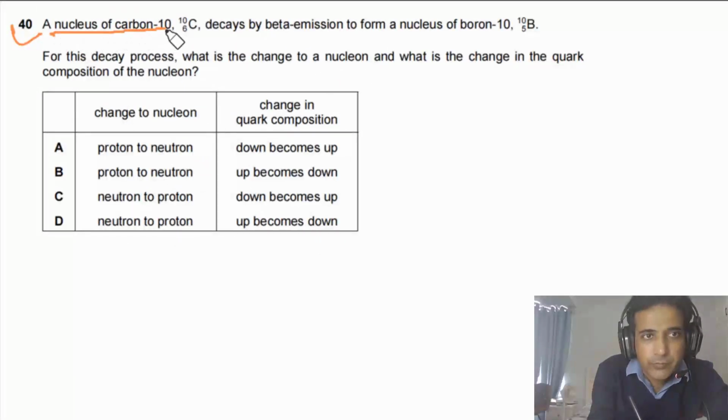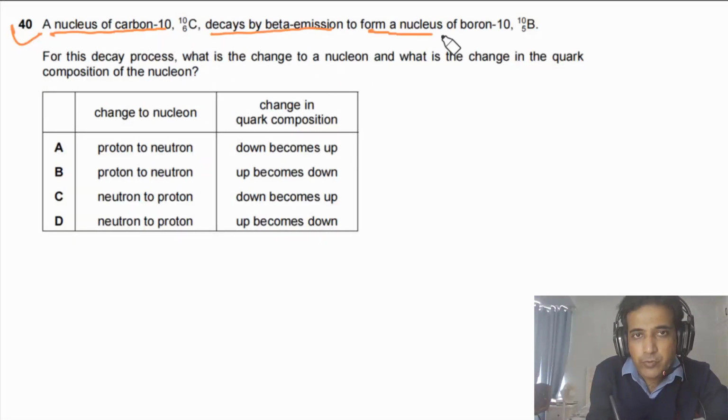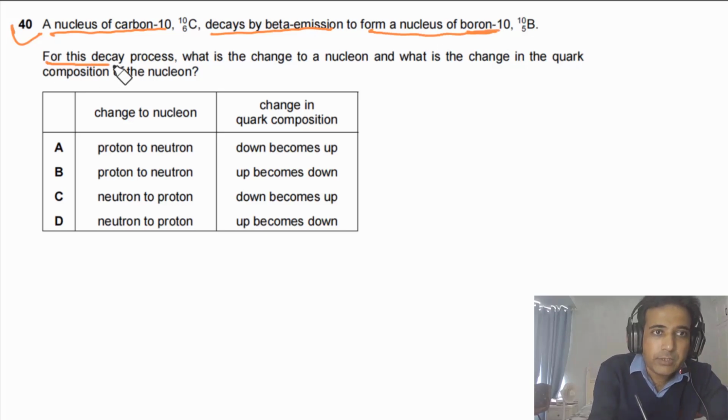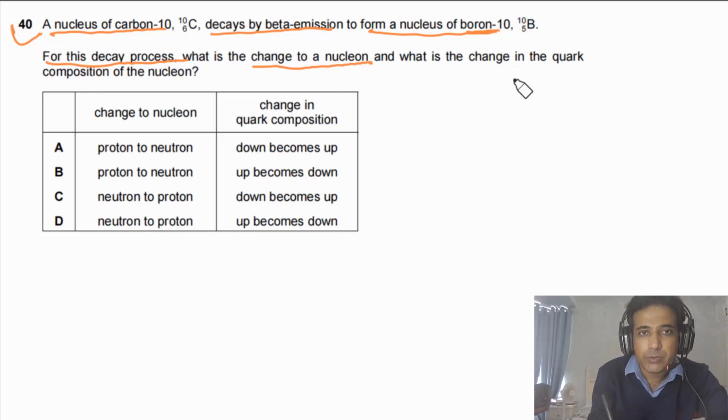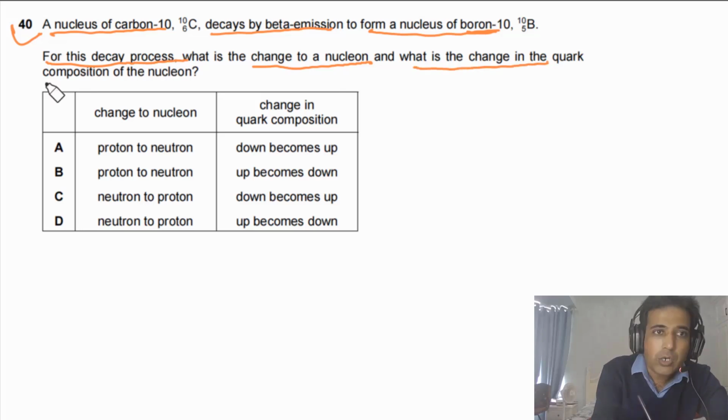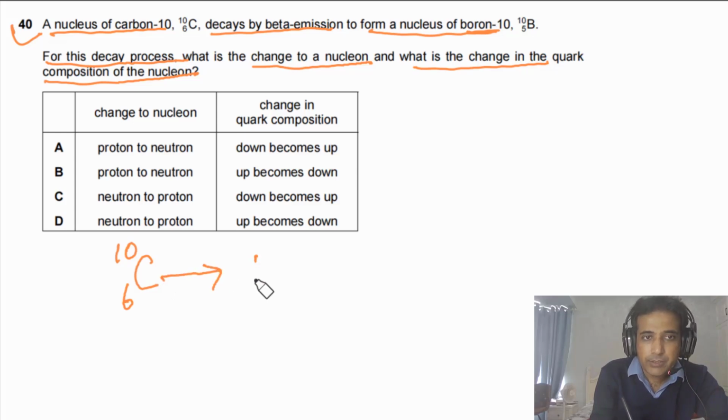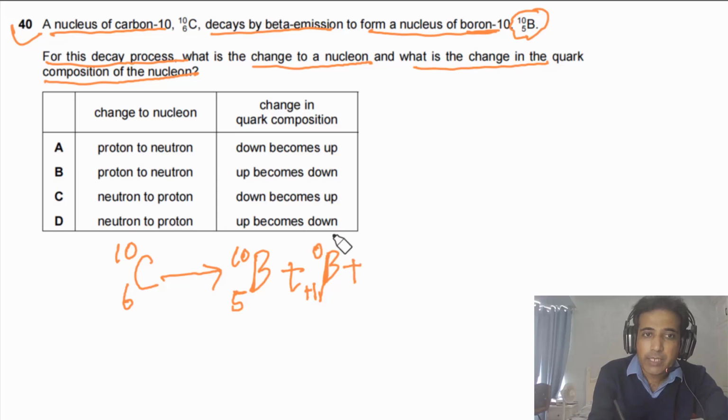Question 40 says, a nucleus of carbon 10 decays by beta emission to form a nucleus of boron 10. For this decay process, what is the change to a nucleon and what is the change in the quark composition of the nucleon? So first of all, we can start with carbon 10. This decays into boron 10, and the atomic number of boron is 5. As the proton number decreases, this has to be a beta plus particle, meaning a positron. As this is an antiparticle, there must be an electron neutrino.